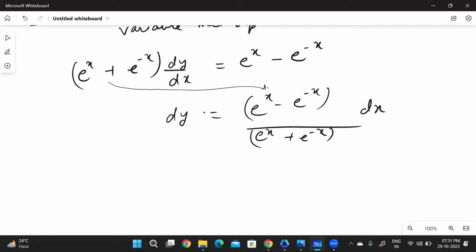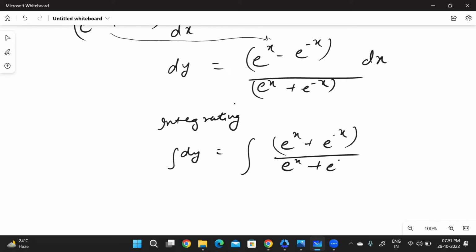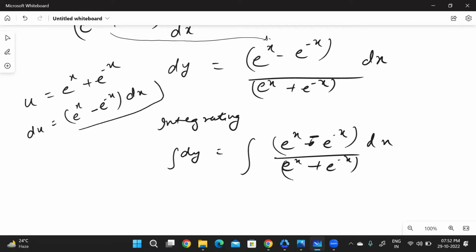Now we can simplify this a little bit further before integrating it, or we can integrate it using the substitution method. So let's see. The next step is integrating both sides. So integrate dy, and integrate (e^x - e^(-x)) over (e^x + e^(-x)). Here we can see that if we differentiate the denominator, we get the numerator. Let u be e^x + e^(-x). So what is du? du is (e^x - e^(-x)) dx. So in place of the numerator we can write du, and in place of the denominator we can write u. So this becomes du over u.